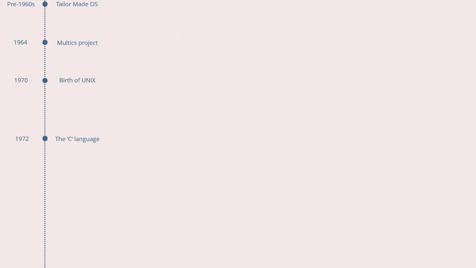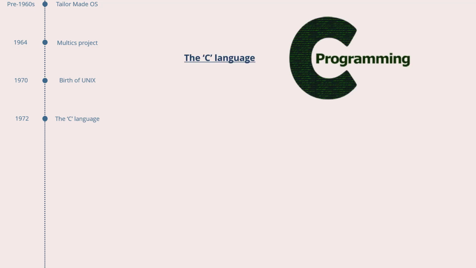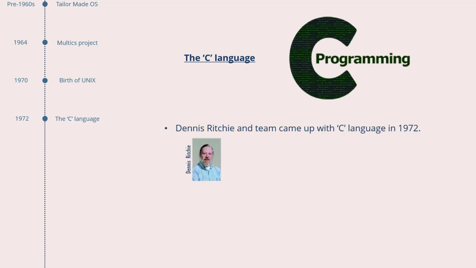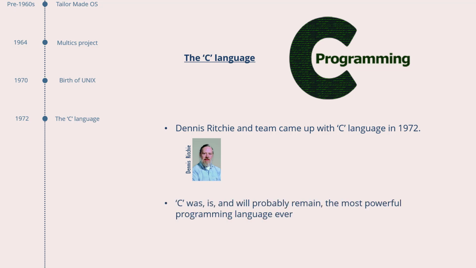Let's move ahead to 1972. This is when an important development took place. The C language was born. Again, the man behind it was Dennis Ritchie. C was, is, and will probably remain the most powerful programming language ever.